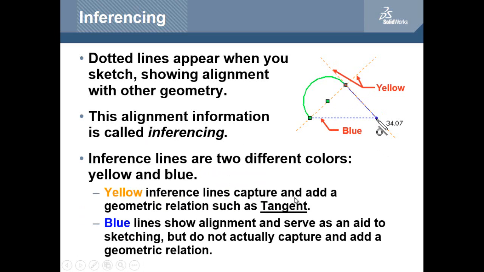Yellow inference lines capture and add a geometry relationship such as a tangent. Blue lines show alignment and serve as an aid to sketching, but do not actually capture and add a geometric relationship.